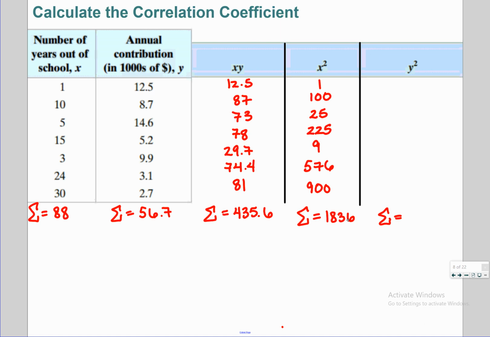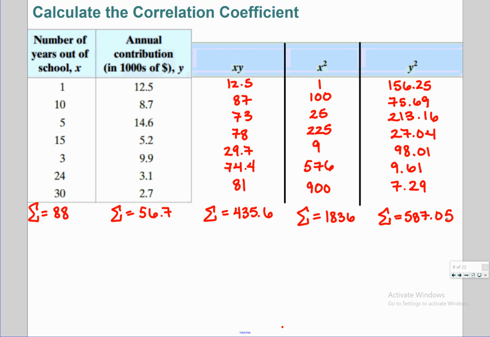All right, square our y's. I get some decimals for this one. 156.25. 75.69. 213.16. 27.04. 98.01. 9.61. 7.29. Add them all up. 587.05.